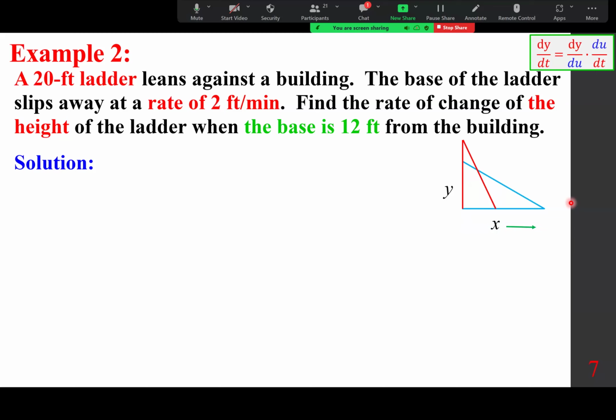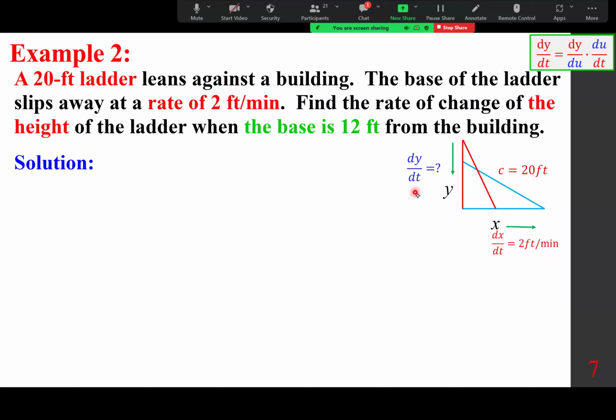Resulting in this shape, which is a right triangle. As x moves this way, y goes this way. So we're going to call this x, we're going to call this y. You can call it anything you want. So what's going on as it moves, and this one is fixed at 20 feet. So the hypotenuse is fixed at 20 feet. As it moves this way, it moves at a rate of 2 feet per minute. As it moves this way, it comes down at a speed or rate of dy/dt.